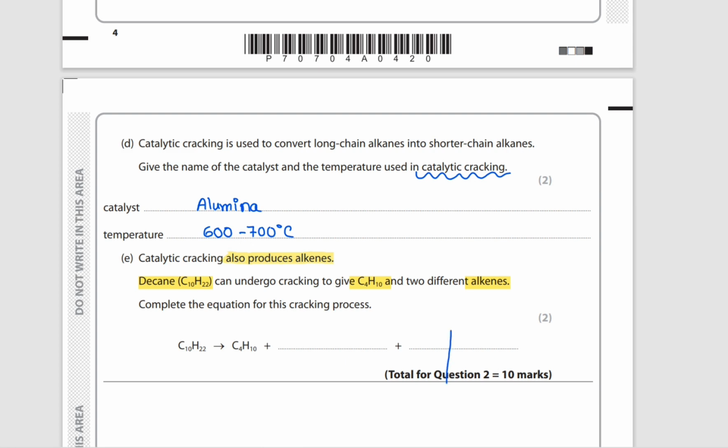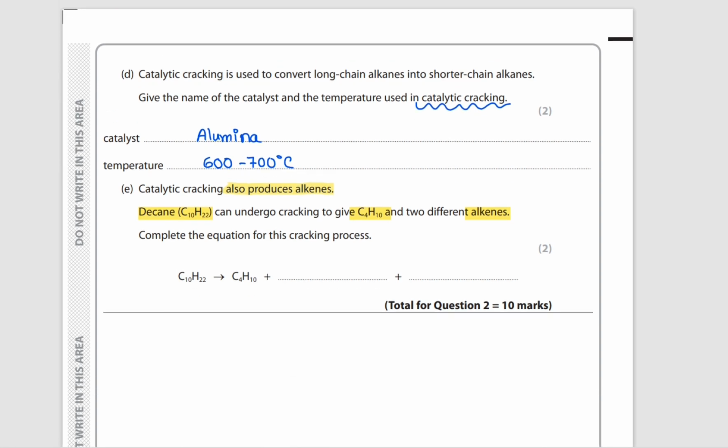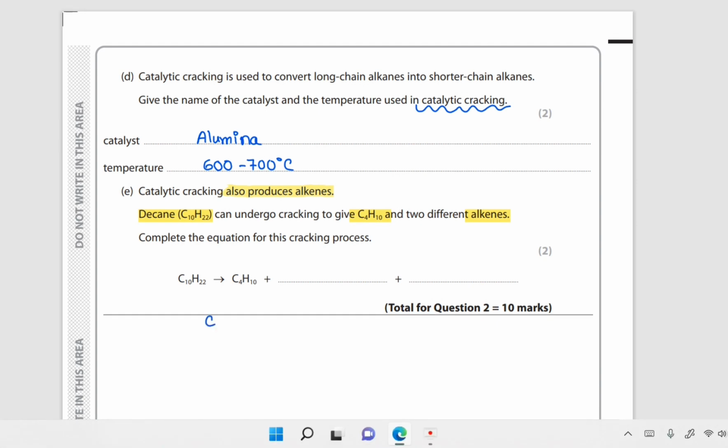So in the start, we have C10H22, and after cracking it, it produces three products. One of the products is C4H10. So after getting C4H10, we are left with C6H12. And now we need to divide this C6H12 into two alkenes.